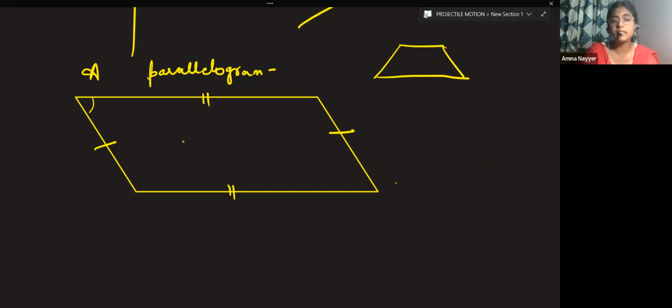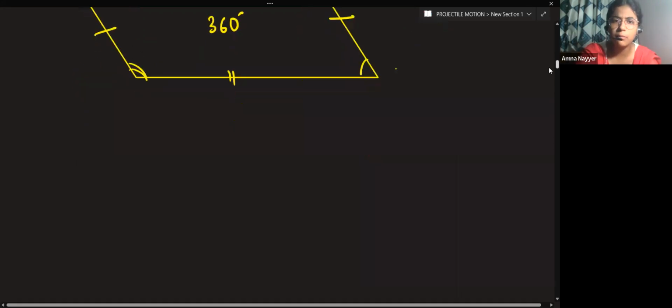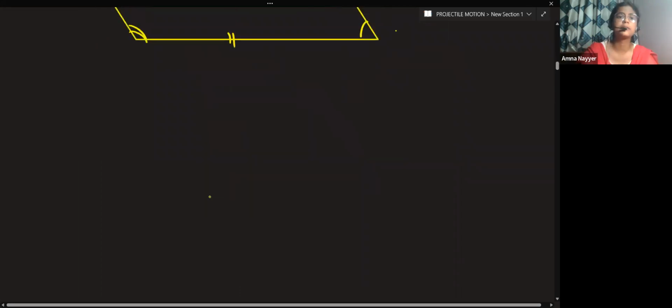Opposite angles are equal in a parallelogram. Sum of all the angles is 360 degrees because it's a quadrilateral. Sum of two adjacent angles is 180 degrees. All the basic properties that you have studied in your 10th class. I hope you people are aware of this figure because based on this only we'll be working. Now, if you just see this parallelogram, one more parallelogram I'm drawing, just observe it.